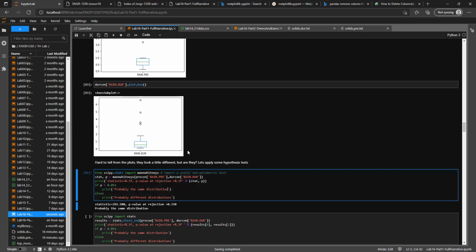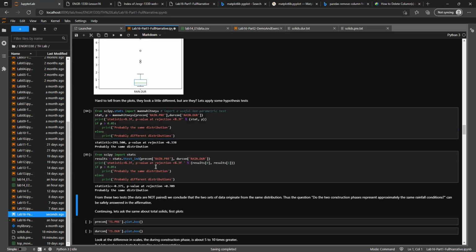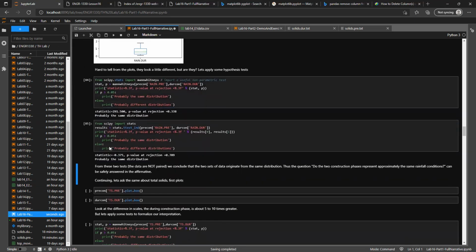So according to our non-parametric test, we see that the distribution, the null hypothesis, is not rejected. And here, same thing. So from these two tests, and note that the data is not paired, we conclude that the two sets of data originate from the same distribution. Thus the question, do the two construction phases represent approximately the same rainfall conditions, can be safely answered yes.